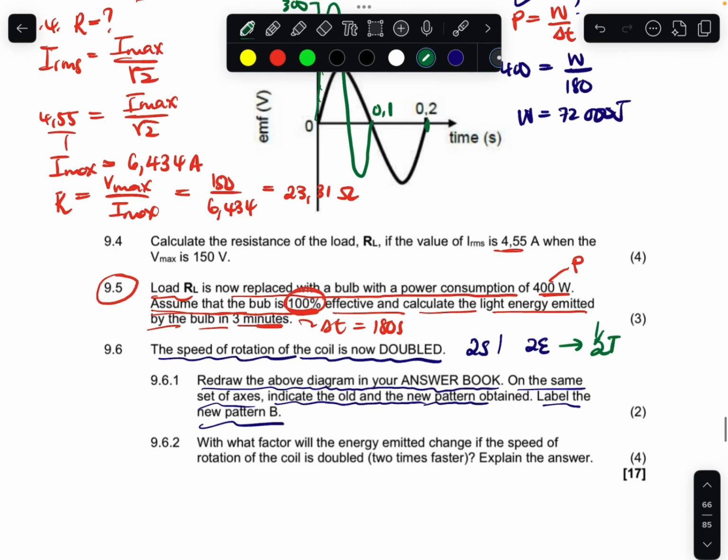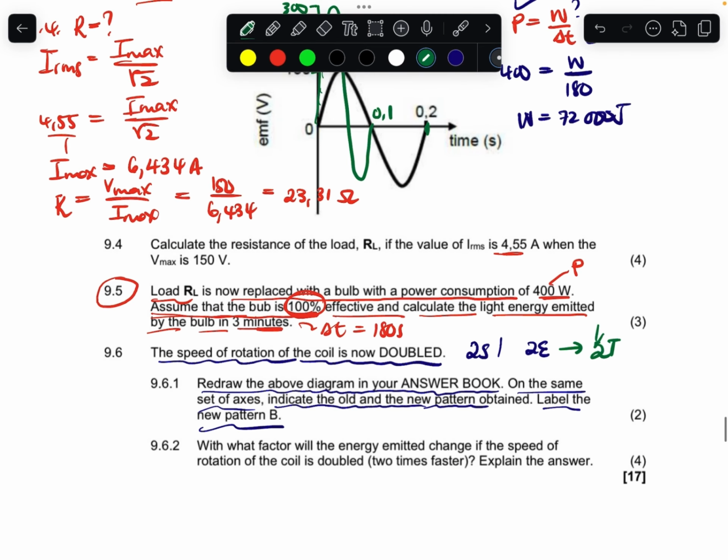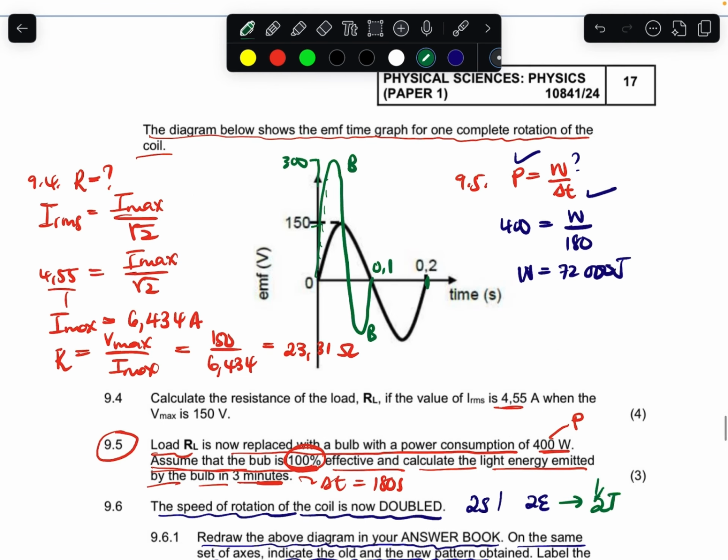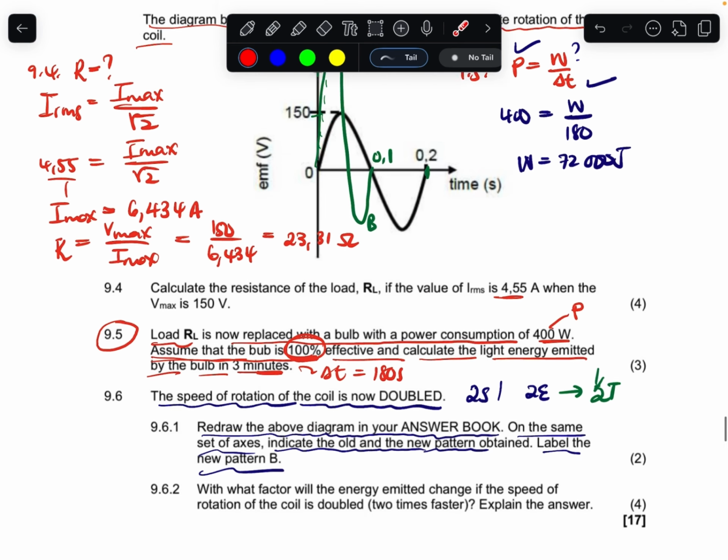That's the graph, and they told us the new graph must be B, so we label that one B. Let me also label it there. It's B. You're going to be given a graph paper with the original, so you're just going to draw this one there, right?